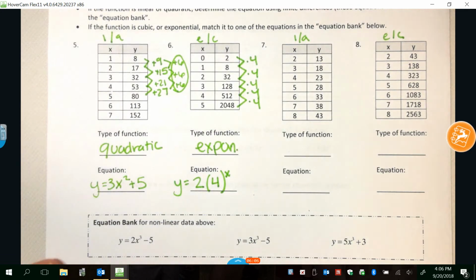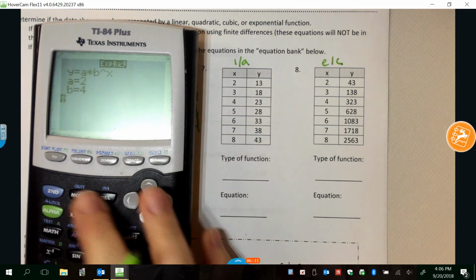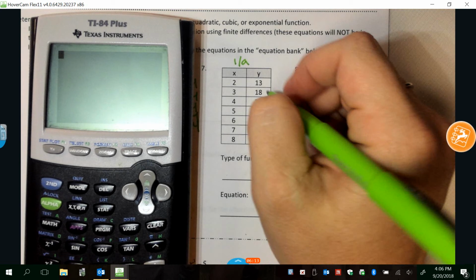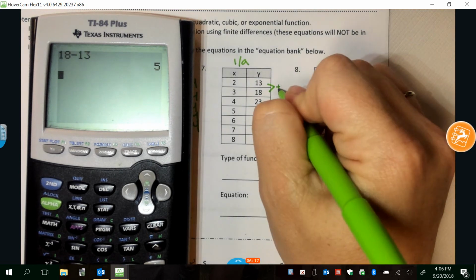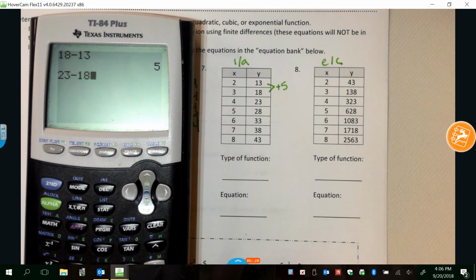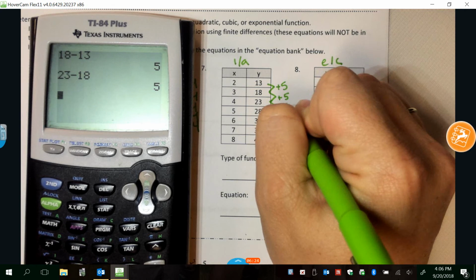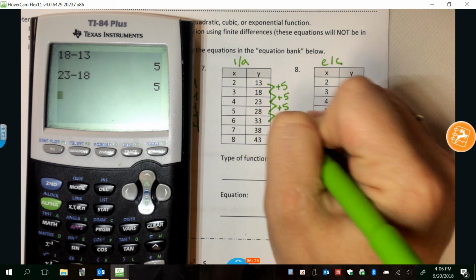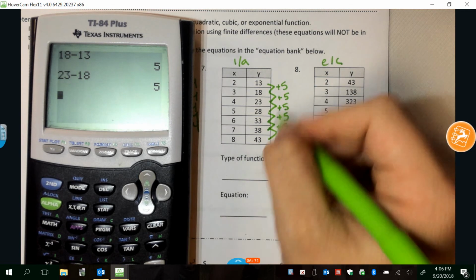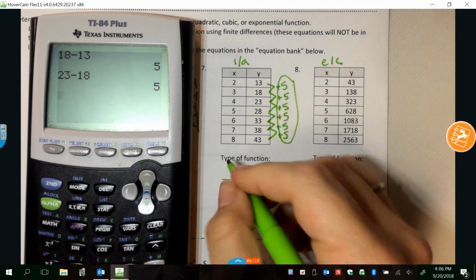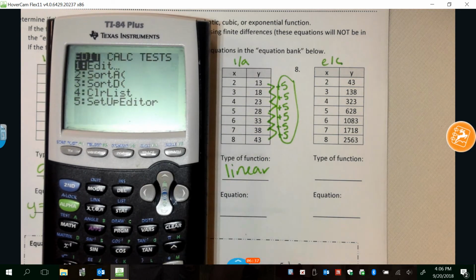Okay. Now we're back to linear or quadratic. So on this one, we are going to figure out what we're adding by each time. So again, 18 minus 13 is plus 5. 23 minus 18 is plus 5. 23 plus 5 is 28. 28 plus 5 is 33. So we notice right away that they are all the same. So our first difference is the same, which means it's linear. So we can use this to come up with our equation.